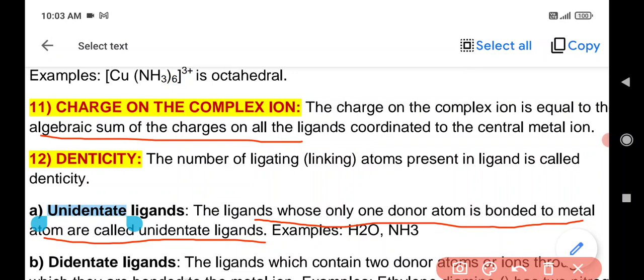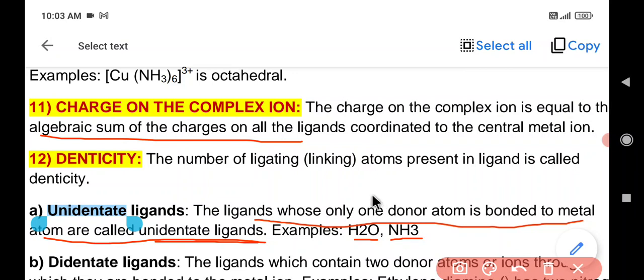I am repeating it once again, children. These are ligands which have only one donor atom bonded to the metal atom, and they are called unidentate ligands. Examples are water and ammonia. Uni means one, and denticity is one, as it joins the central metal atom at a single position.